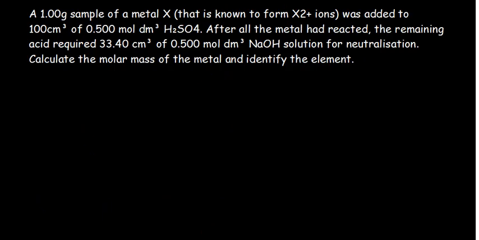The question says a 1.00 gram sample of a metal X that is known to form X2+ ions was added to 100 cubic centimeters of 0.5 mol per decimeter cubed of sulfuric acid. So we've been given the volume and the concentration of sulfuric acid. It was reacting with a metal X that forms X2+ ions. So we've been given the first reaction.